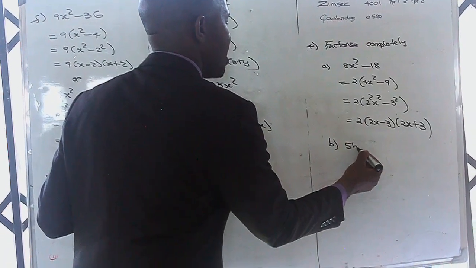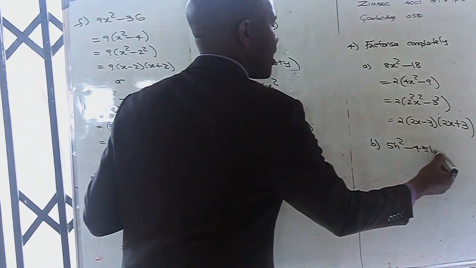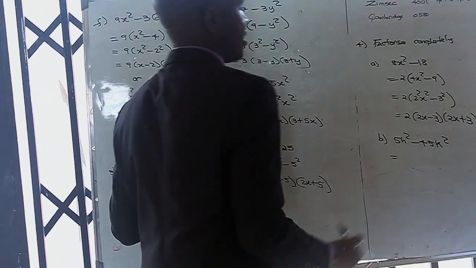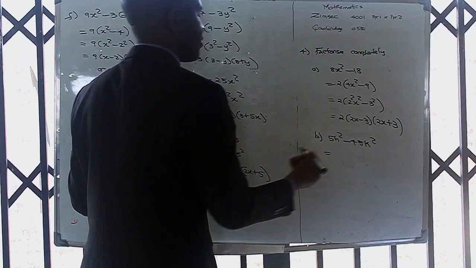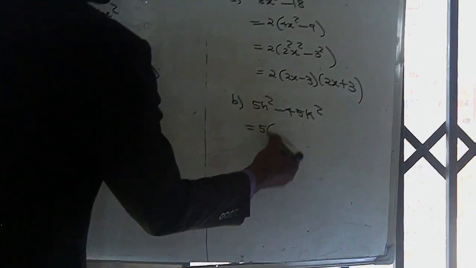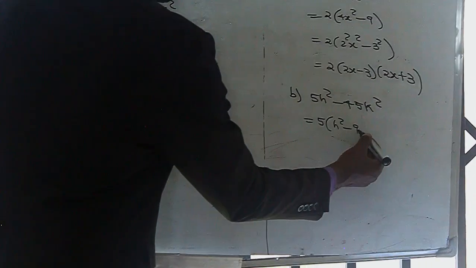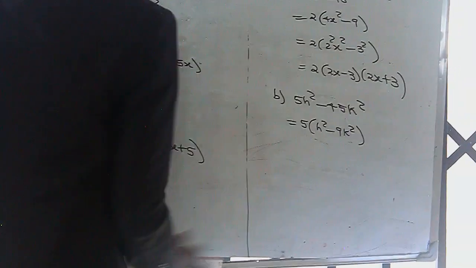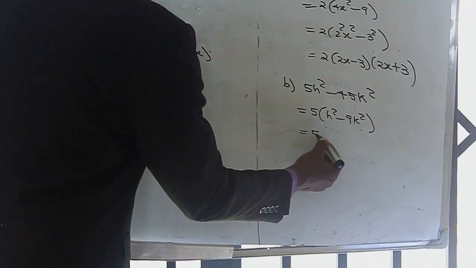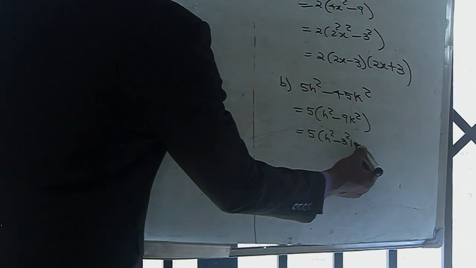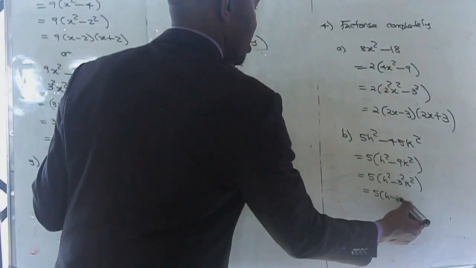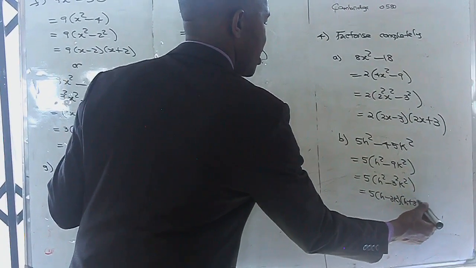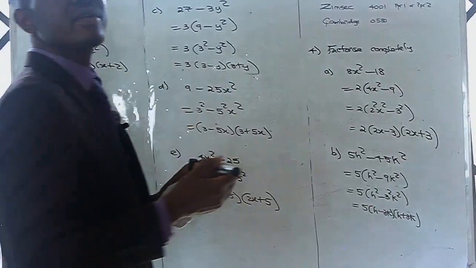Then 5h squared minus 45k squared. For the factorization of this one, we remove 5. We have 5, then we have h squared minus 9k squared. We have 5, h squared minus 3 squared k squared. And we have 5, h minus 3k bracket h plus 3k.